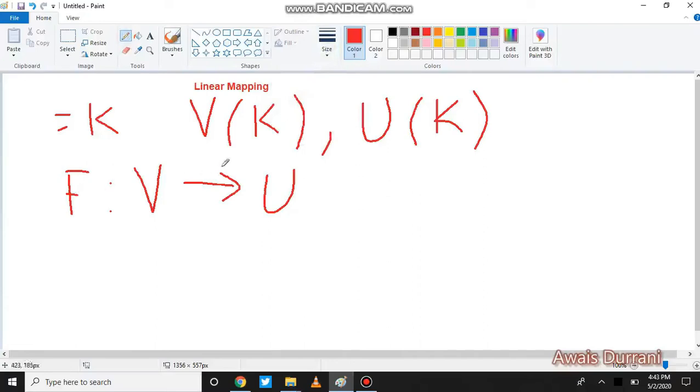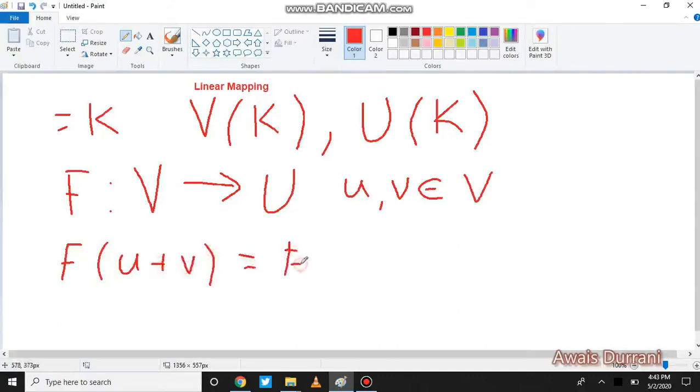Now if this mapping from this vector space to this vector space satisfies two conditions, then we say that this is a linear mapping or a linear transformation. And what are those two properties? The first property is, for example, I take two elements small u and small v from the domain V over K, and I check if this property is satisfied: f of u plus v is equal to f of u plus f of v.